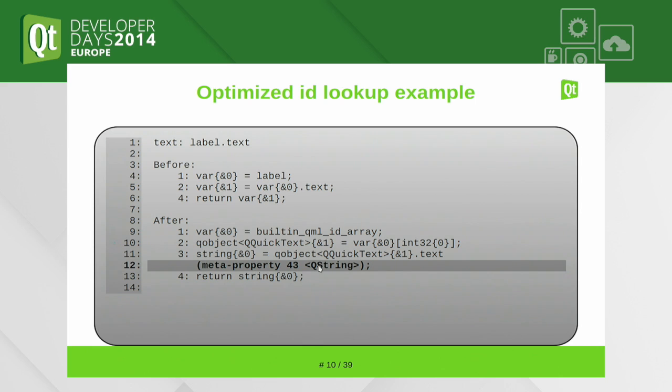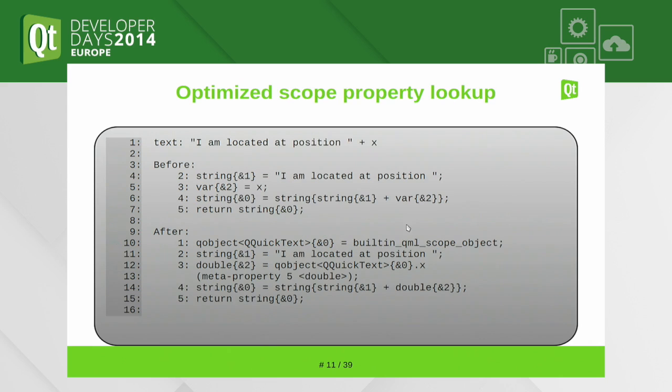This is by ID. We do the same thing also for scope properties. So if you look at this example again, this is the second one we had earlier. In the old code, we took one string, we stored it in a variable number 1, we created a variable number 2, and we just assigned x to it. And when you assign something like that, it means go back into the runtime of the QML engine and do this loop that we described earlier, traversing the context chain, trying to find out what is x. And that's a lengthy process.